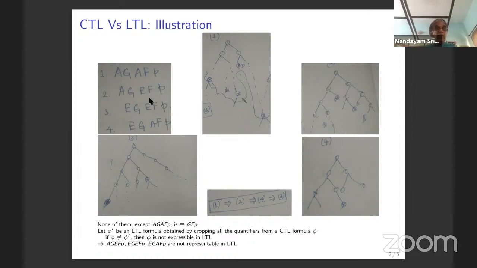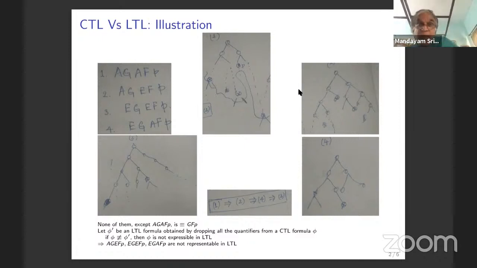AG of EF, yes. Whereas what's happening here is AG is coming here. So what this requires is that on every path, I'm correct. So it has to be such that every path from every state will have to be such that eventually P holds good.